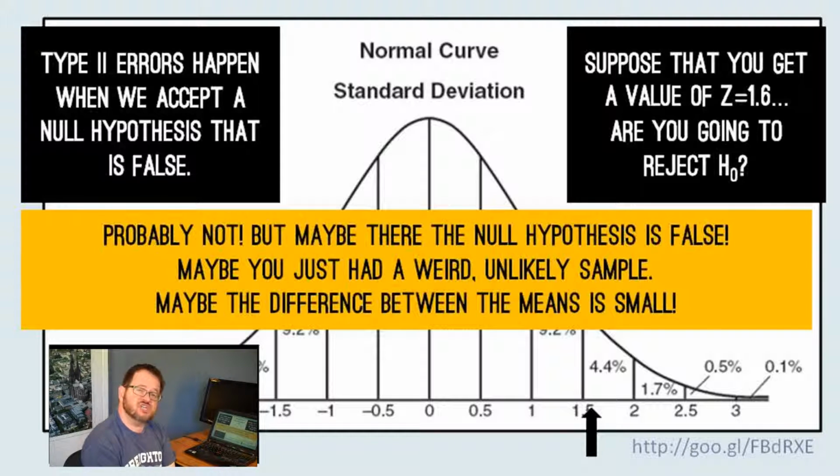We're probably going to say we can't reject the null hypothesis, but maybe the null hypothesis is false. Maybe you just had weird, unlikely samples, or maybe the difference between the two means was small. You could come up with a value of z that's not very big, and still it's actually true that the null hypothesis should have been rejected.